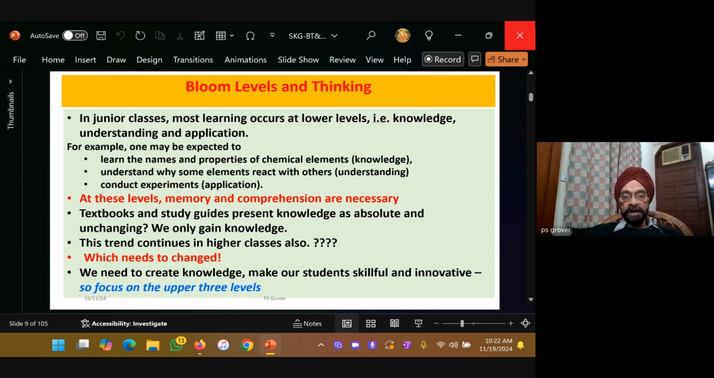These three levels are important, or one learns according to these three levels in the lower classes. At these classes, memory and comprehension are necessary. Textbooks and study guides present knowledge as absolute and unchanging. We only gain knowledge. So the textbook that we are using, especially in any class, mainly gives us knowledge.